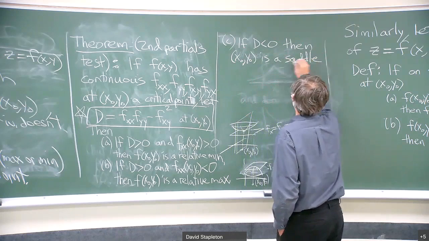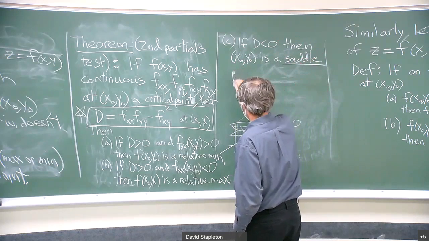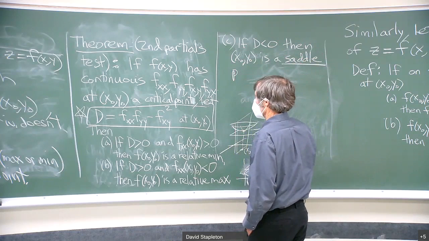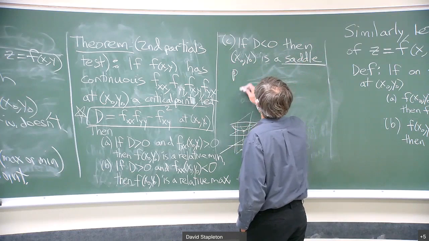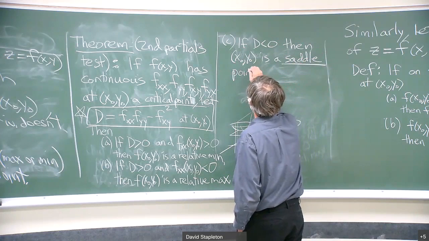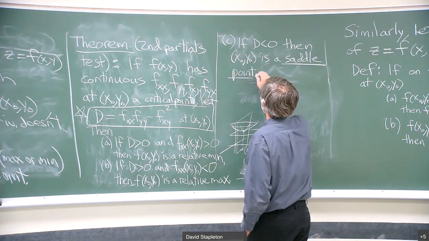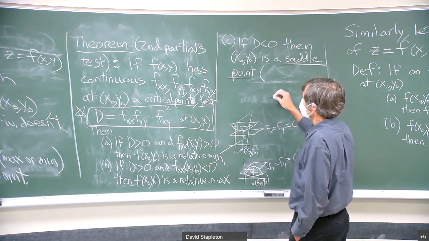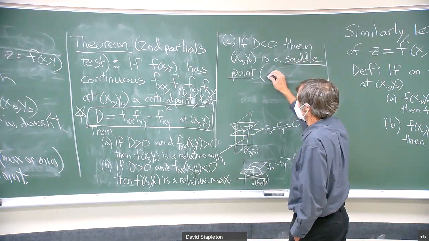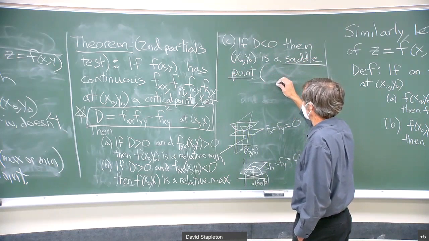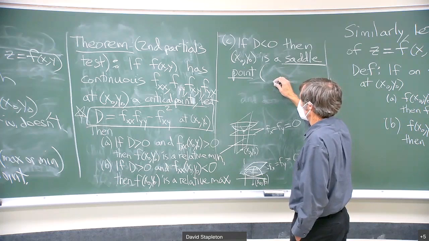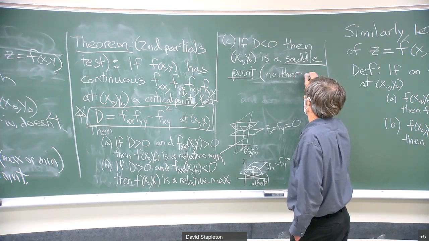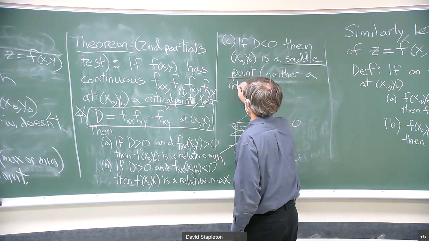What's a saddle point? It's the other case. Some of the second partials are positive at the point, some of them are negative, depending which direction they're moving, so it switches. So it's neither a relative min or a relative max.